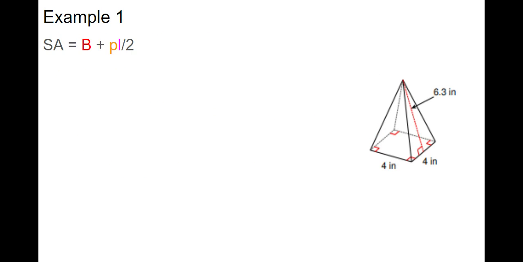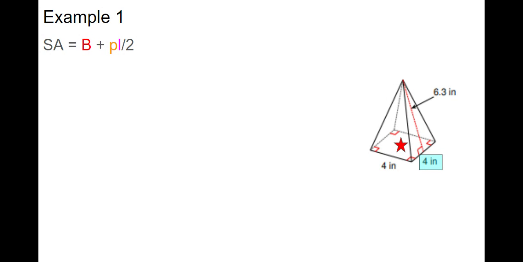So what shape do we have here? We have a square pyramid. Okay, and so we're going to need to find our base area, and then we need our perimeter and our slant height. Okay, so where the red star is our base. The 4 is our side length, and so that will help us find the base area.